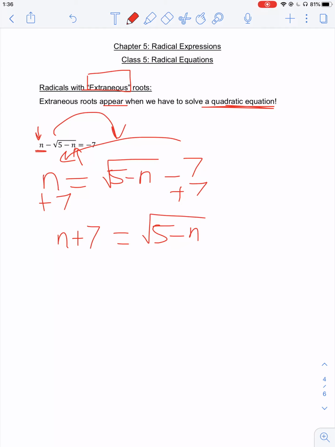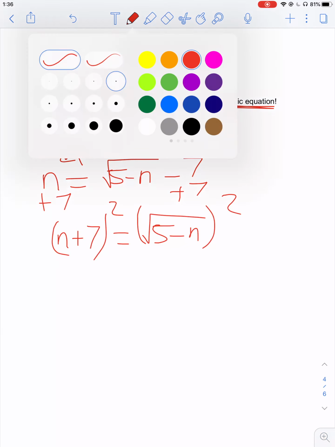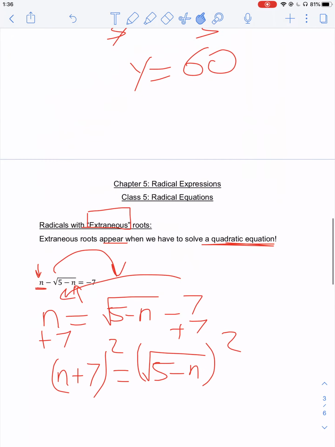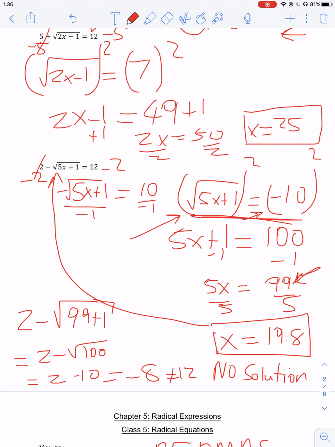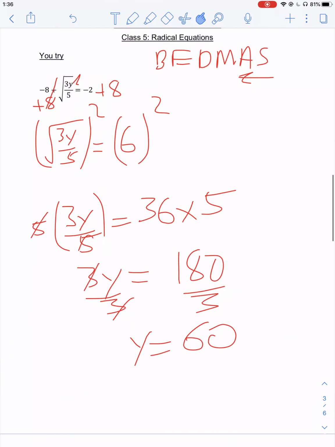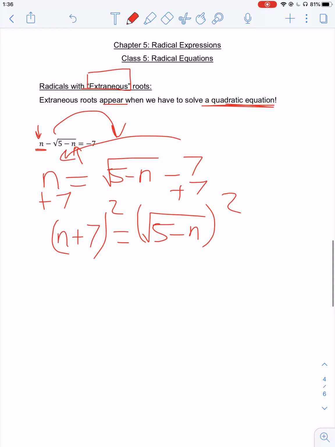Okay, so let's do that. Let's square this, right? If you compare this question to the previous one, you will see that in all the previous questions, your variable only appeared once. That's why it was slightly easier to solve those as opposed to this one. Here, you will have to solve a quadratic equation.